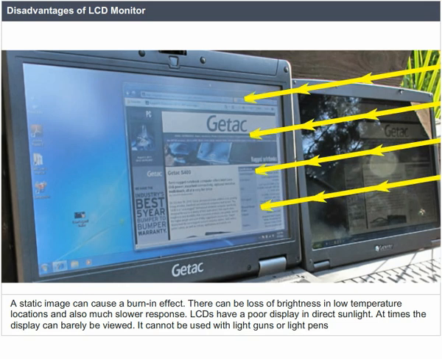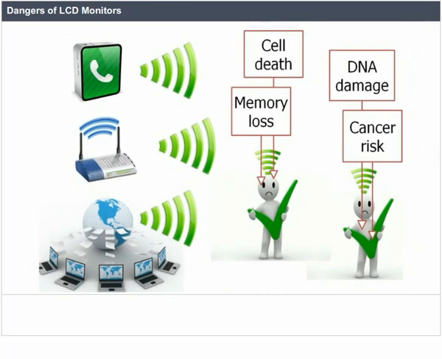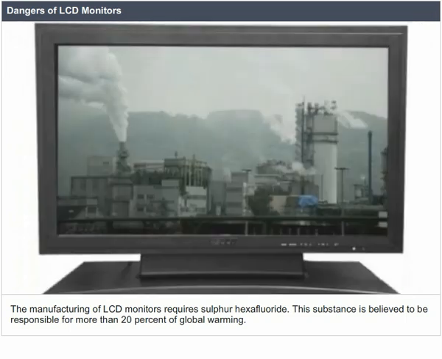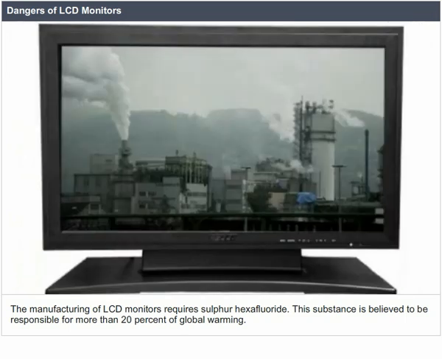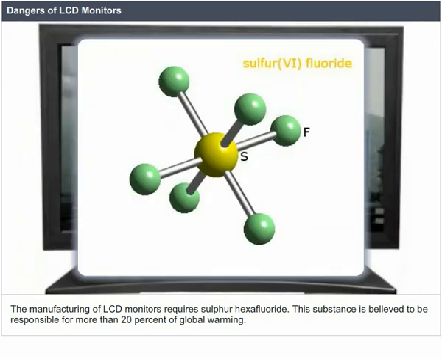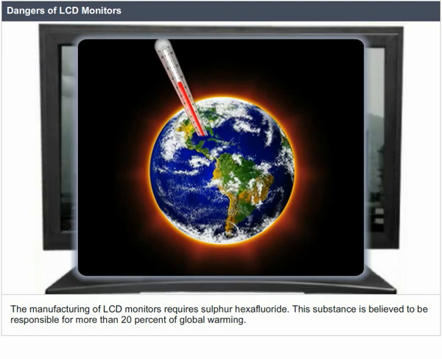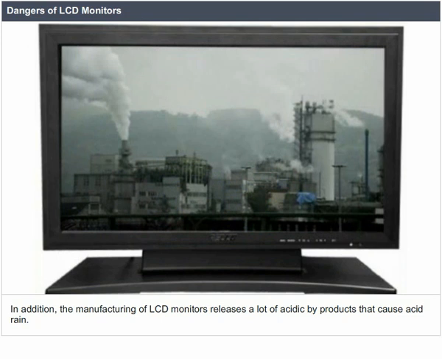Dangers of LCD monitors. Though LCD monitors do not produce radiation as a CRT monitor does, still the radiation that is emitted from an LCD monitor is enough to cause harm. The manufacturing of LCD monitors requires sulfur hexafluoride. This substance is believed to be responsible for more than 20% of global warming. In addition, the manufacturing of LCD monitors releases a lot of acidic products that cause acid rain.